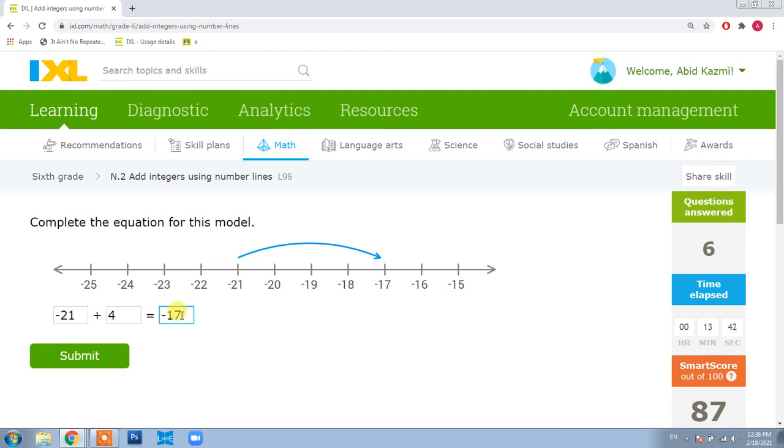And now you have observed some rules that you can use without using the number line, and you can add integers. Here you have different signs. So what you did, you just subtracted the numbers 21 and 4. When you subtract 4 from 21, you get 17, and you use the negative sign because we have a negative sign with 21, which has a greater absolute value as compared to the absolute value of 4. So this is the rule. I hope you have understood this.